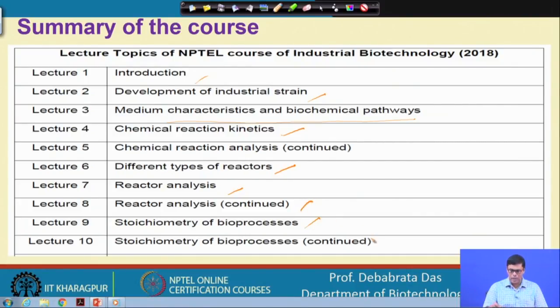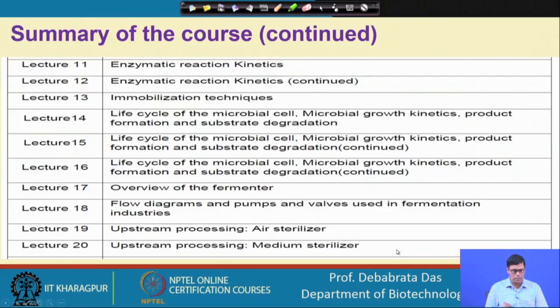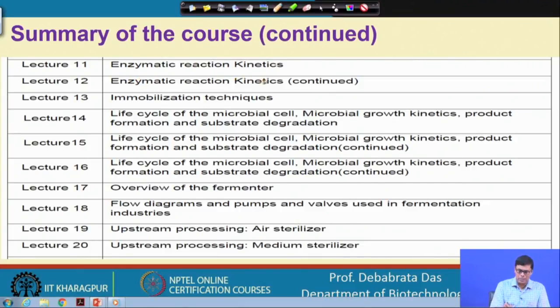Then stoichiometry of bioprocess, I told you, is very important. The reason is that the stoichiometry gives you the theoretical yield of the process. So that plays a very important role as far as the fermentation process is concerned. Then enzymatic reaction kinetics, that is, reaction kinetics, we discussed in 2 lectures.